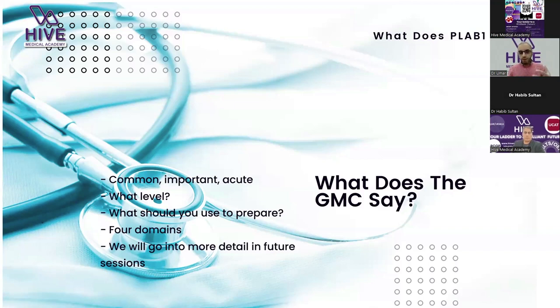So common conditions usually refers to the conditions that are seen very frequently, usually in primary care or sometimes in accident and emergency department. Important conditions are the things that are chronic, that will be with patients for a long time, lifelong conditions such as hypertension, diabetes, et cetera, and the acute conditions are the serious or life-threatening conditions that will make a patient present to the accident emergency department or present to an acute medical team or an acute surgical team.